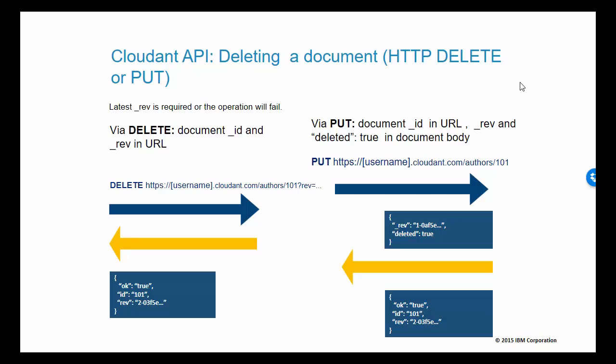So in the case of an HTTP delete, again, I put the revision number and the document ID in the URL, and I will get back an acknowledgement saying that the delete was successful.